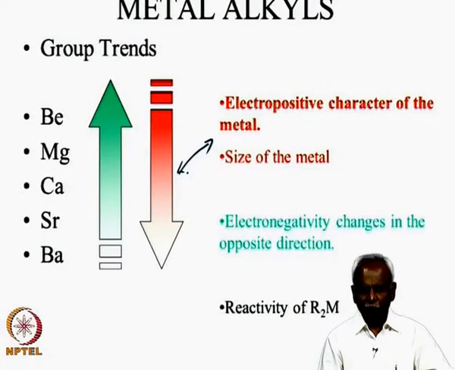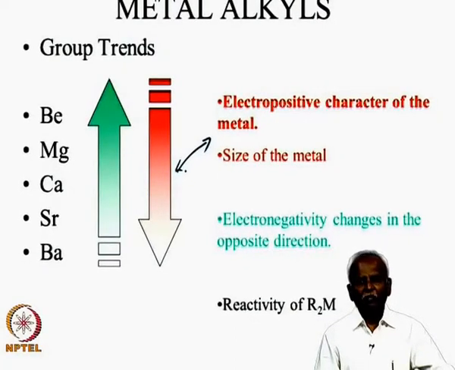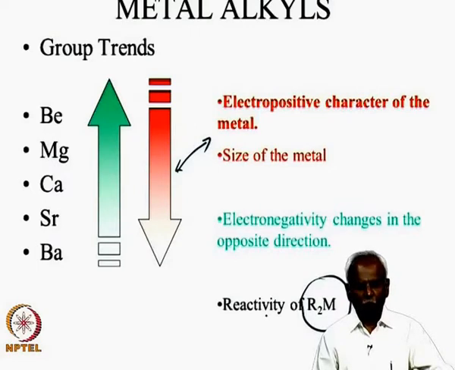And the reactivity of the metal alkyl species, in this case R2M, is such that it becomes more reactive as you go down the group. So, as you go down the group, it behaves more and more like R minus, and because it is R minus, the reactivity increases as you increase the electropositive character of the metal.